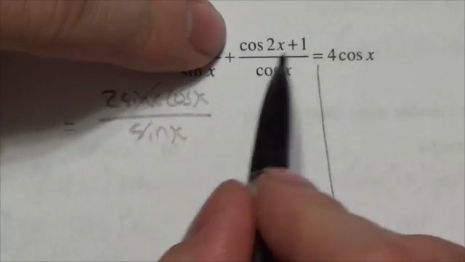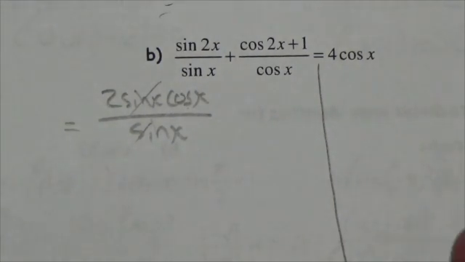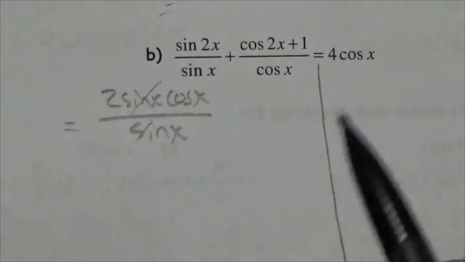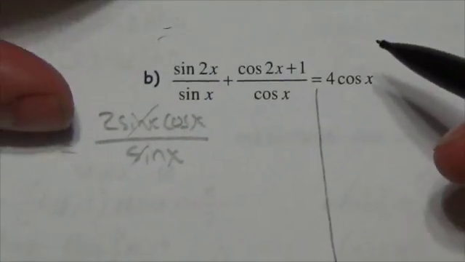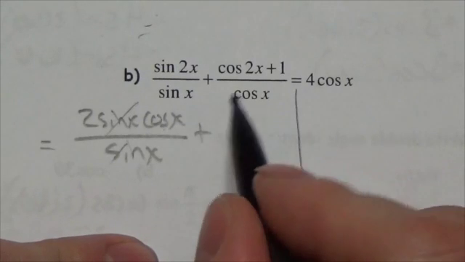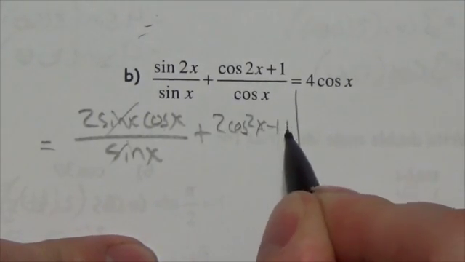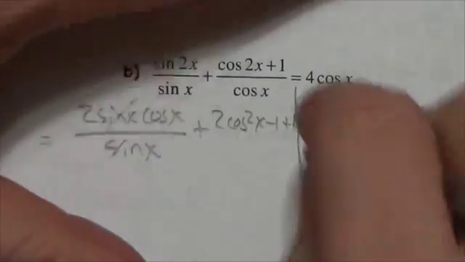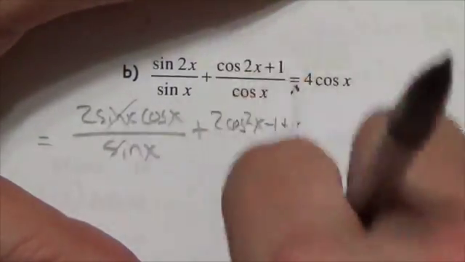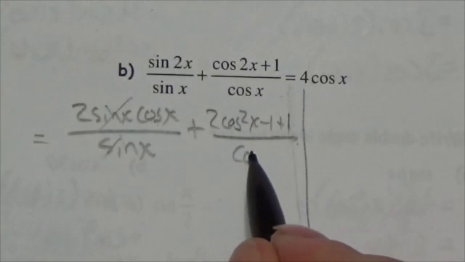So I know that cosine of 2x can be cosine squared minus sine squared, 2 cos squared minus 1, or 1 minus 2 sine squared. Well, I want the one that just has the cosine in it, because I just want to be left with cosines here. So this is going to become plus 2 cosine squared of x minus 1 plus 1. Whoops, sorry. That's not very clear, so I'm going to move that line over a little bit. So this is going to become minus 1 plus 1 over the cosine of x.